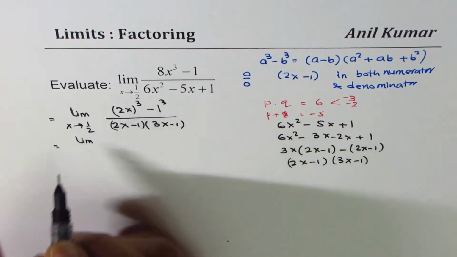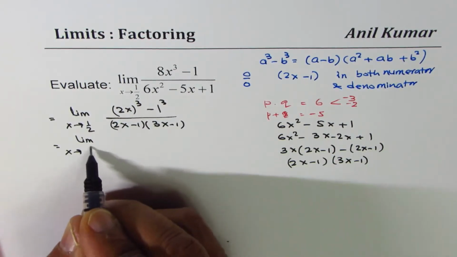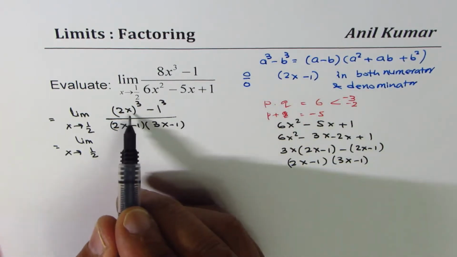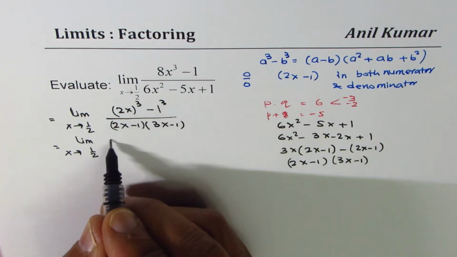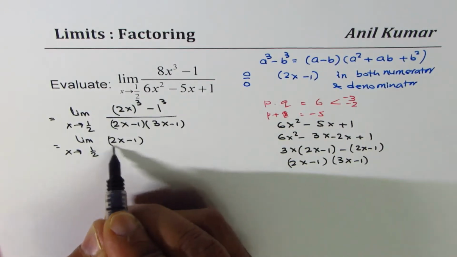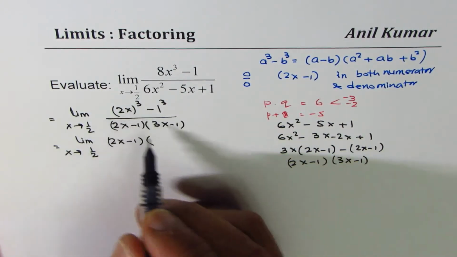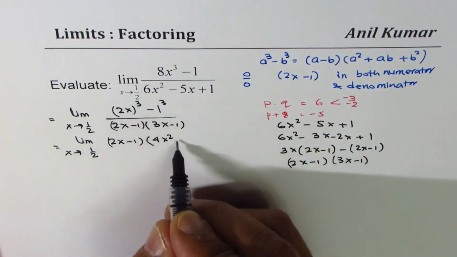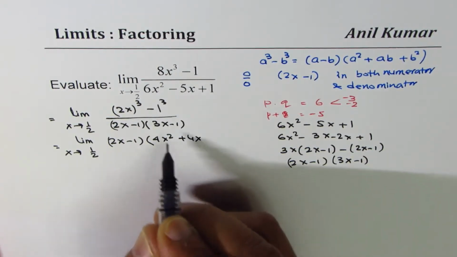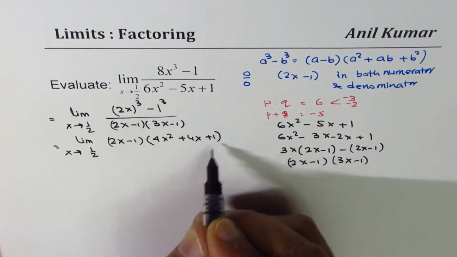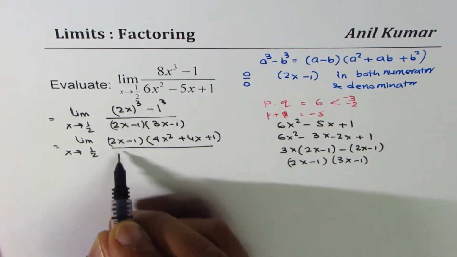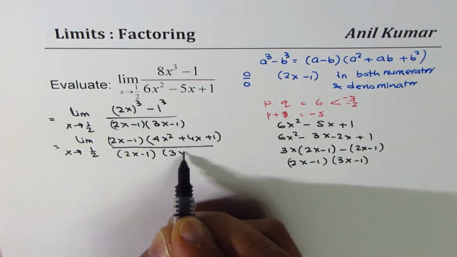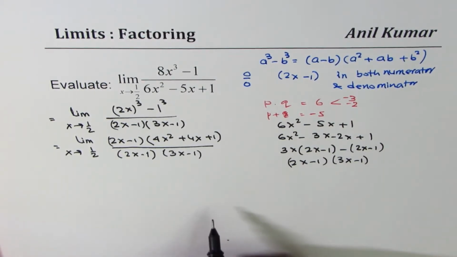We need to factor the numerator. x approaches half. a for us is 2x and b is 1. So we could write this as 2x minus 1 times the square of this, that means 4x squared, plus 2 times these two, that means plus 2x, plus the square of 1, that is 1, divided by 2x minus 1 times 3x minus 1, correct?